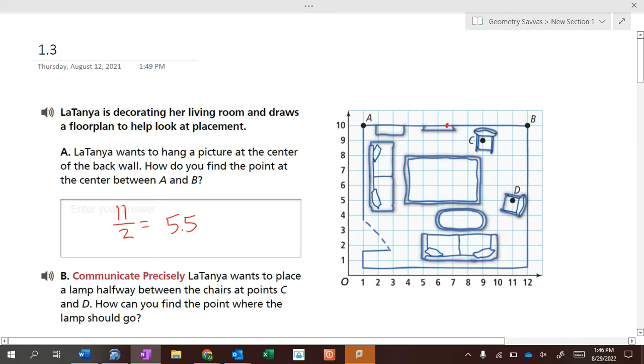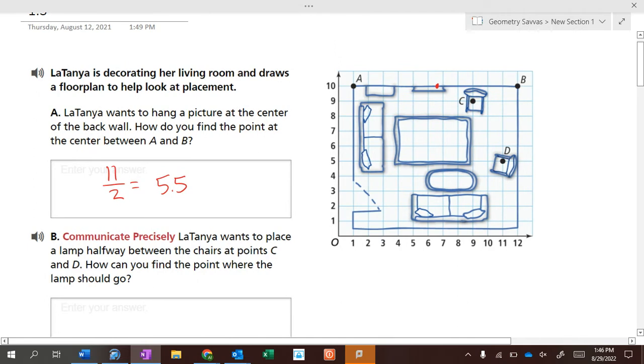Okay, that's good. Latanya wants to place a lamp halfway between chairs C and D. Where's the point where the lamp would go if it's halfway in between C and D? Now, it's not on a straight line. They're at an angle with each other. So how do you find how far to go?